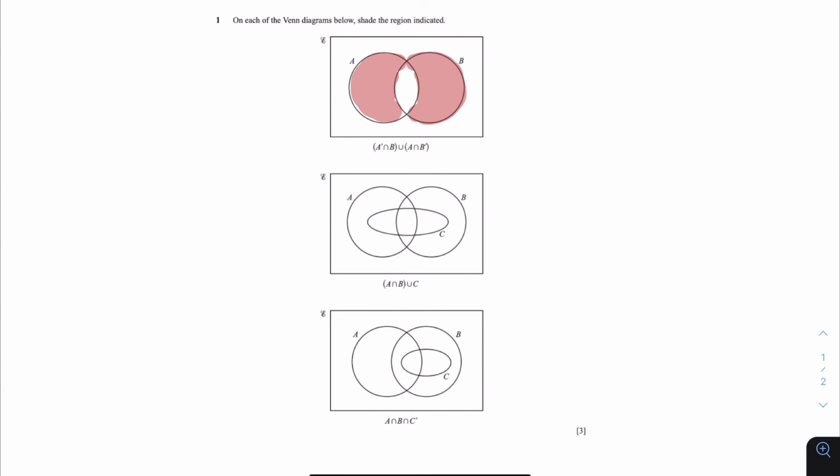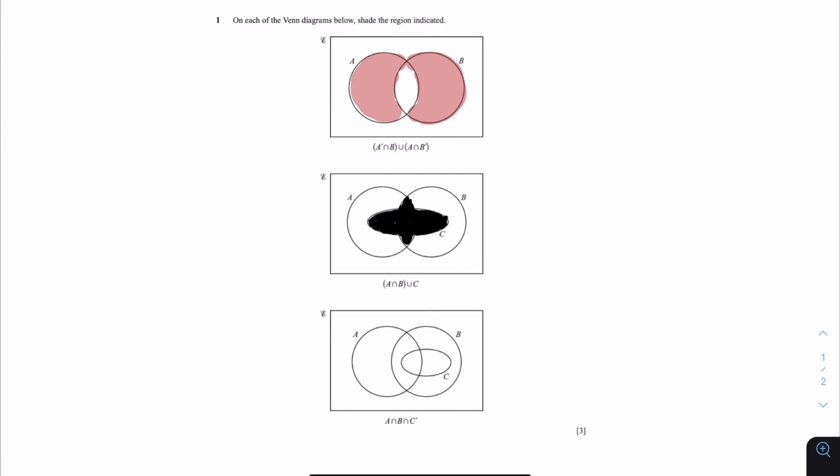Part 2. Now we have 3 circles. So A intersection B and then the union of C. A intersection B is actually this region over here. And since it's a union, we can just shade it in already. And then it's union with C. So that means we shade the entire C box as well. So this one was definitely more straightforward. There we go. Okay, done.